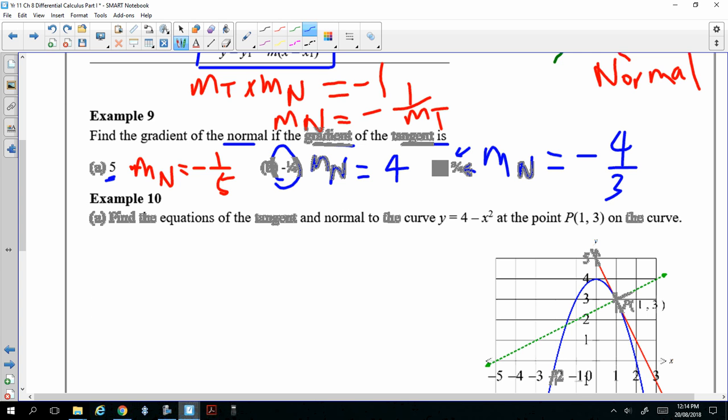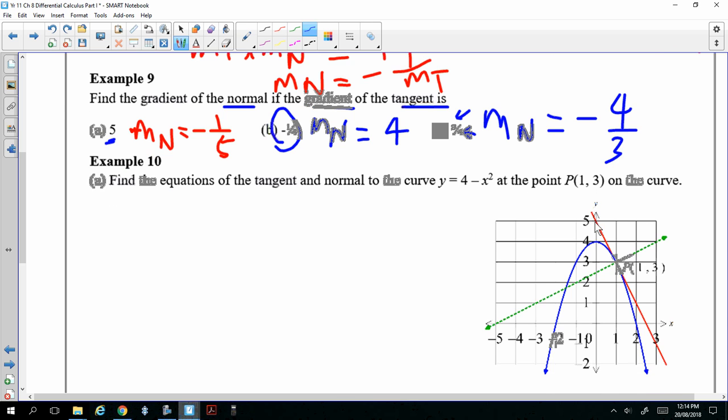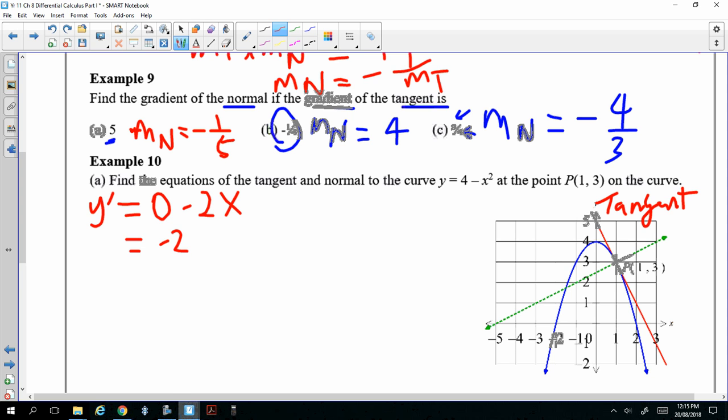Example 10 is find the equation of the tangent and normal to the curve at this point. So the tangent is in red, and the green one is the normal. So we're going to find the equation of both. Let's start with the tangent. To do this, first find the derivative, which is 0 minus 2x. Hopefully you remember the rule from Friday. -2x. Once you find the derivative, we substitute the point (1, 3), so you substitute the x value.